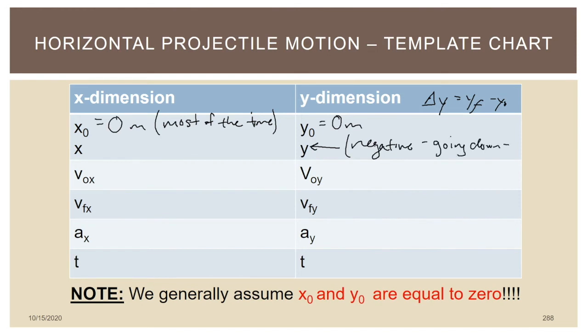And so essentially what you're going to put here in this cell of the chart is the vertical displacement. And since that's down, you're going to make it negative. Now, of course, the vertical acceleration here is going to be negative 9.8 meters per second squared. We can also say for sure that the horizontal acceleration is going to be 0 meters per second squared.